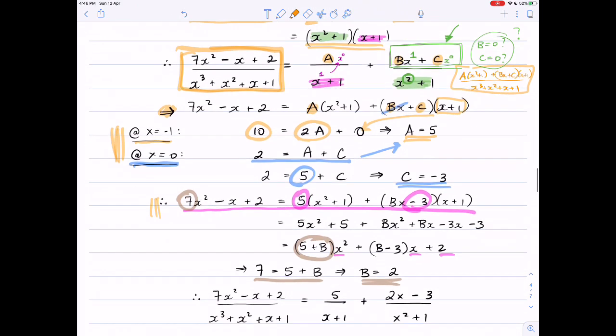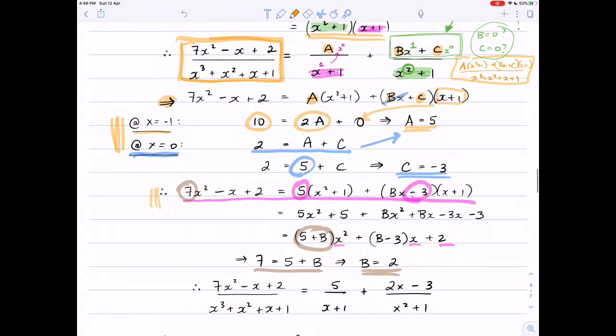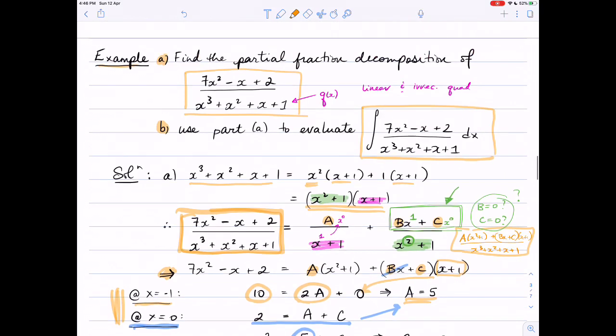But whatever you choose as your method, you will get that your fraction decomposes into 5 over x plus 1 plus 2x minus 3 over x squared plus 1. That was part A. Part A asked us to find the partial fraction decomposition of this fraction. Part B says, now evaluate.